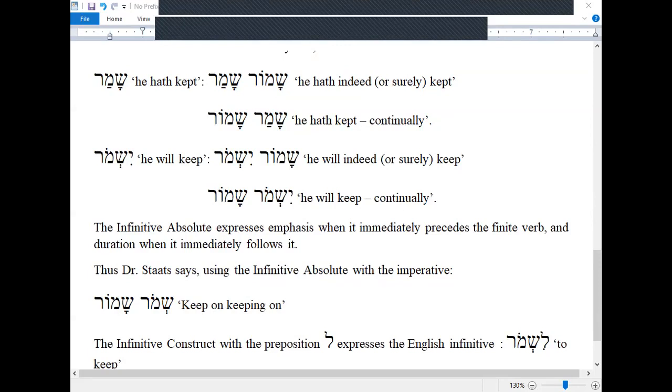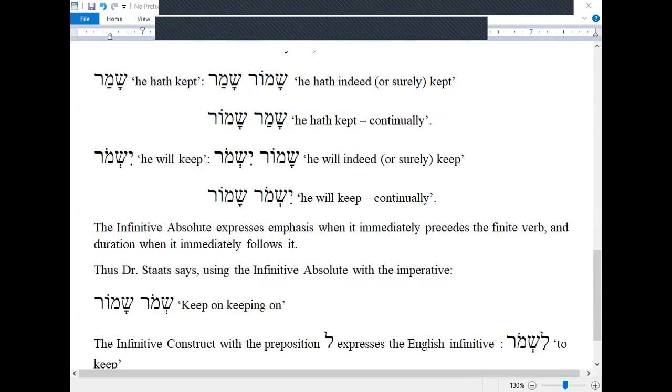And so this is called the infinitive absolute. One of the things that I always used to tell students is shamor shamor, which should be two imperatives. And I was corrected one time and told you should say shamor shamor. That is, keep on keeping on, continually, with the infinitive absolute followed by the imperative shamor.